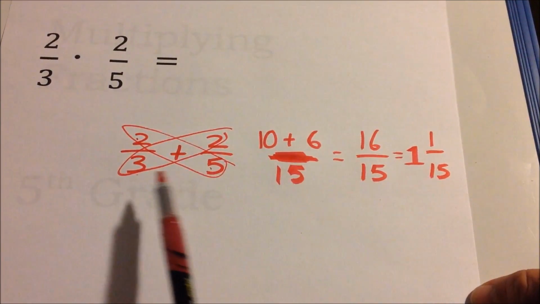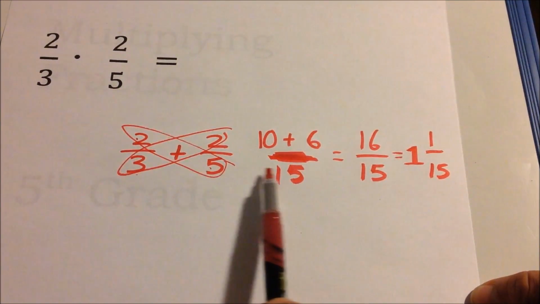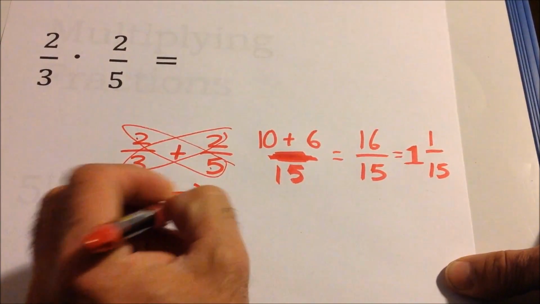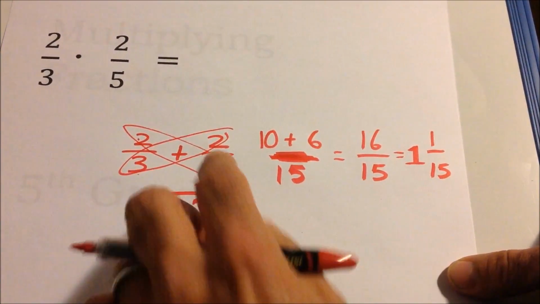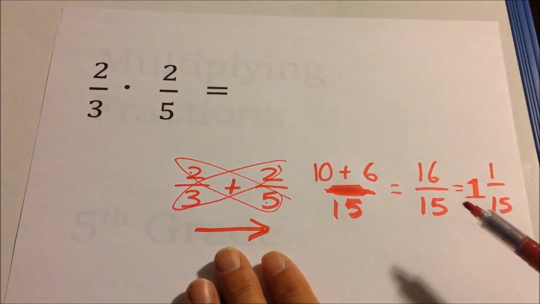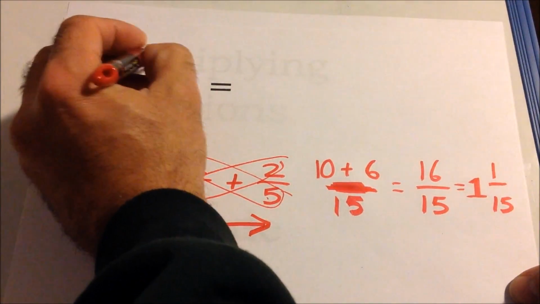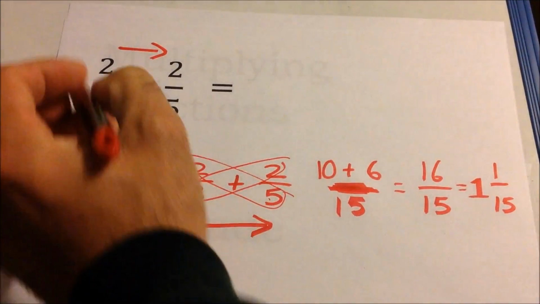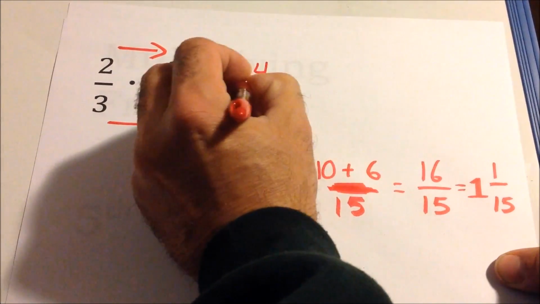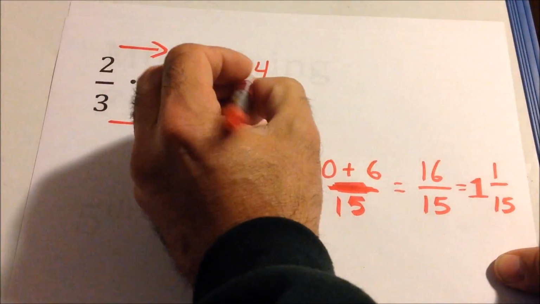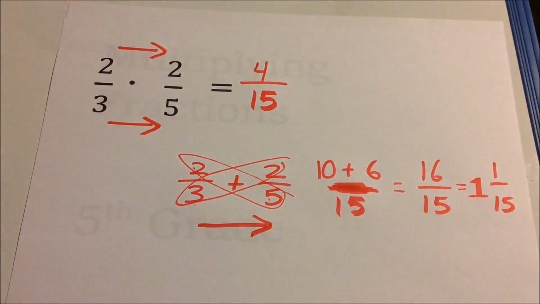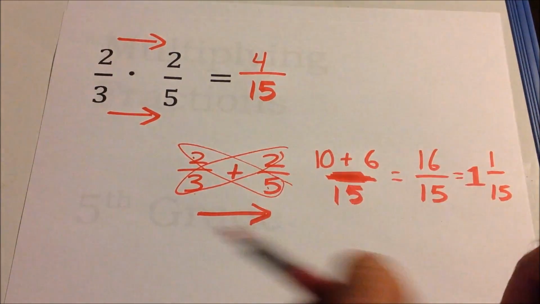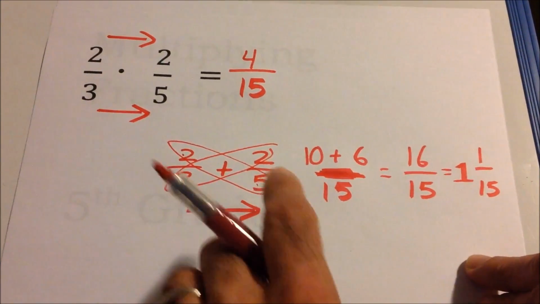So again, remember, when we added, we multiplied only the denominators across. We went like this. And then we did cross multiplication. But in multiplication, we're going to multiply everything across. We're going to do the numerators. 2 times 2 is 4. And the denominators, 3 times 5 is 15. That's it. We're done. So it's faster, in a way, than adding.